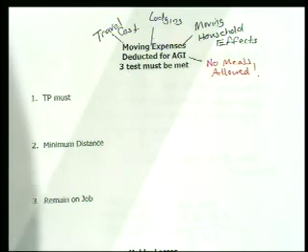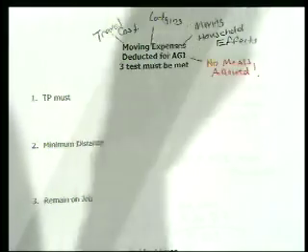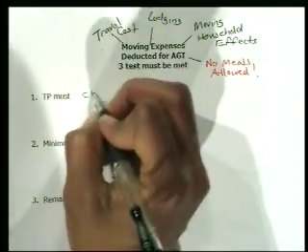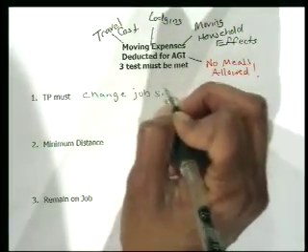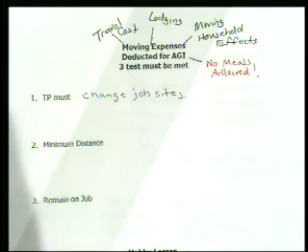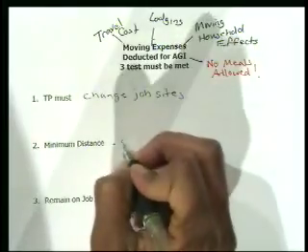There are 3 tests that we want to look at that have to be met. The taxpayer must change jobs or job sites. Either way, you have to be changing to get the moving expense. There is a minimum distance test. It has to be 50 miles or more.